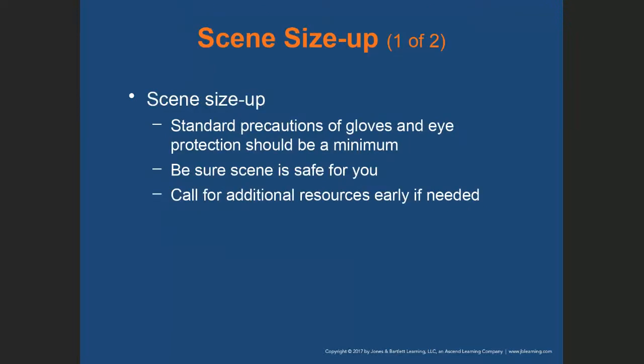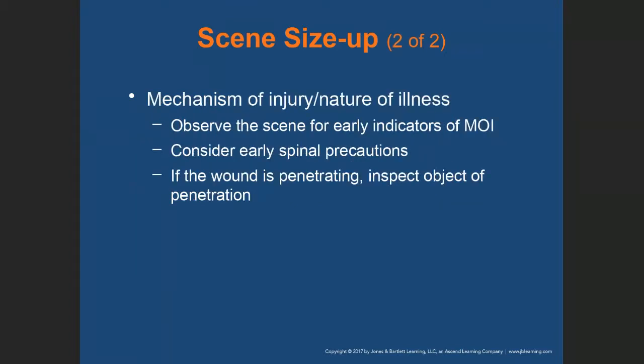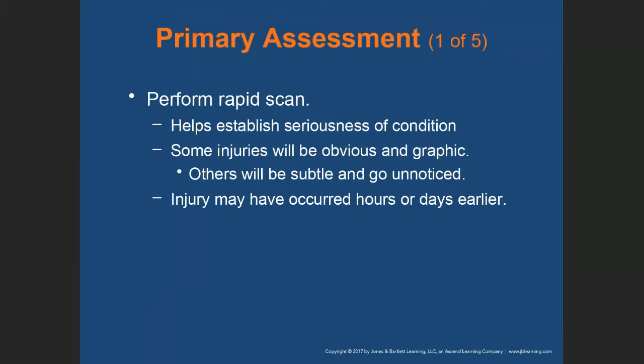We will perform our scene size up. Standard precautions of gloves and eye protection should be a minimum. Be sure the scene is safe for you and your crew. Call for additional resources early if you think they are going to be required. Evaluate the mechanism of injury and nature of illness. Observe the scene for early indicators of the MOI. Consider early spinal precautions. If the wound is penetrating, inspect the object and penetration.